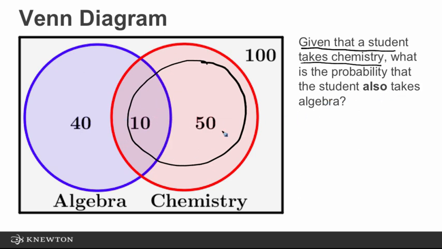So now we look within this chemistry circle and say, what portion also takes algebra? And that's this 10 over here that also is in the algebra circle. So the answer here will be 10 out of 60, right? 10 plus 50 is the total chemistry circle. So we get 10 out of 60.